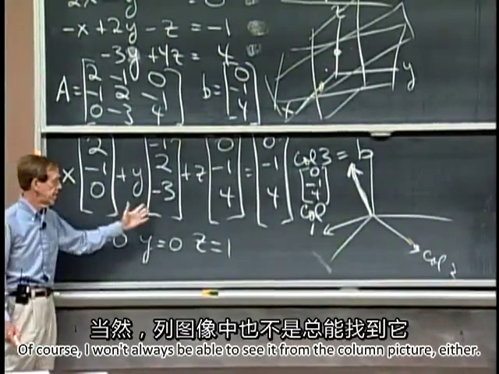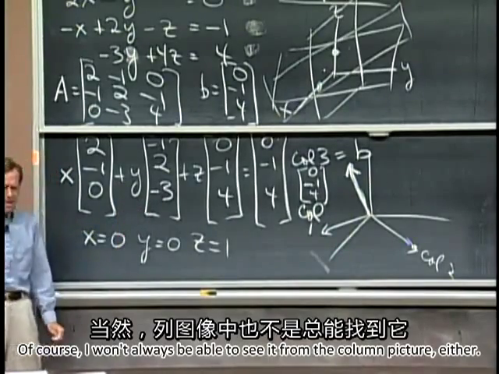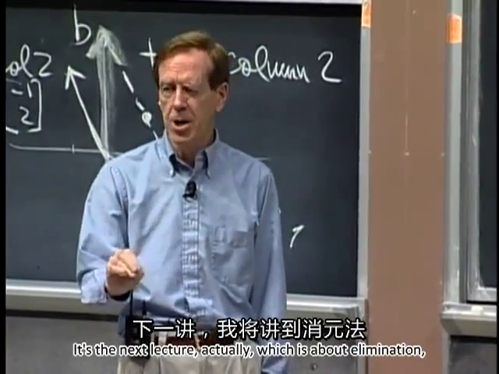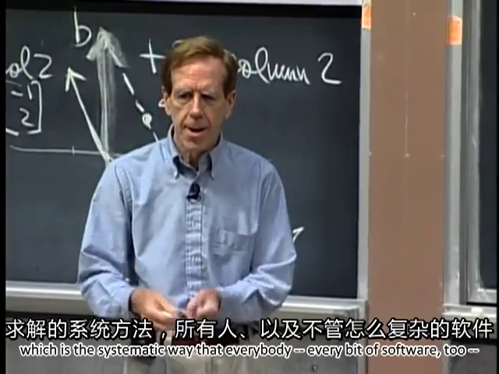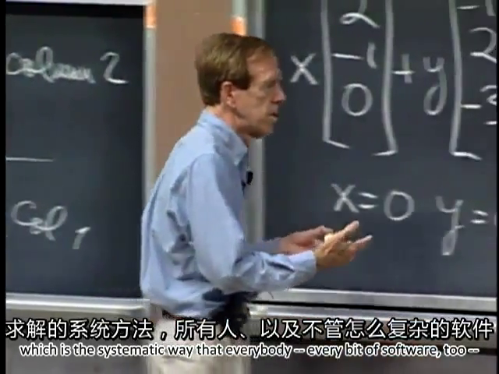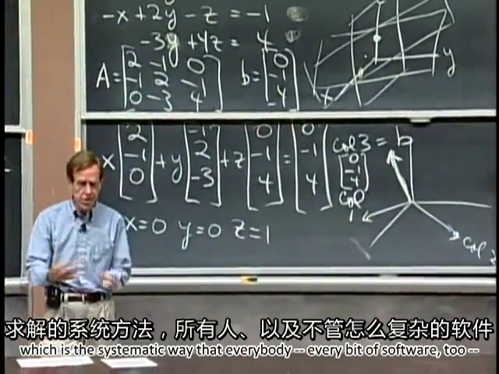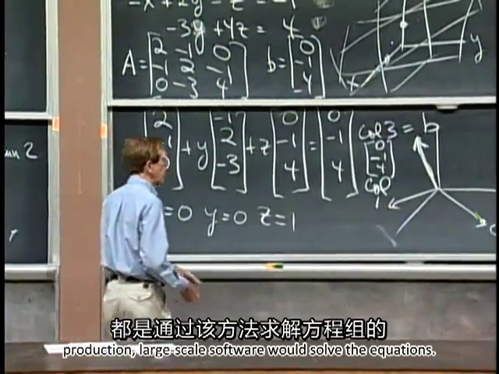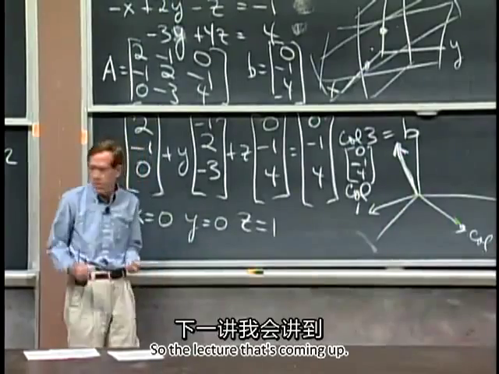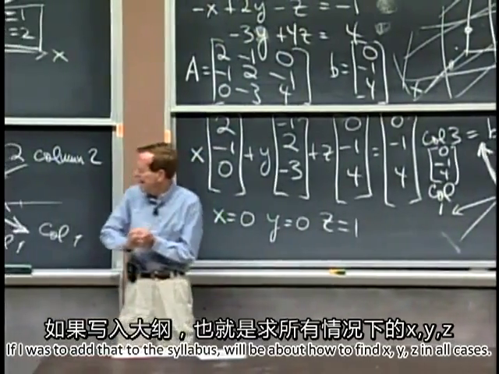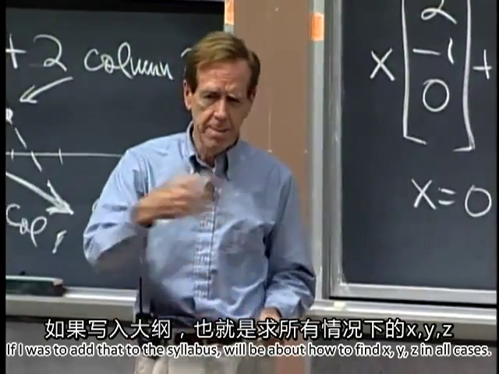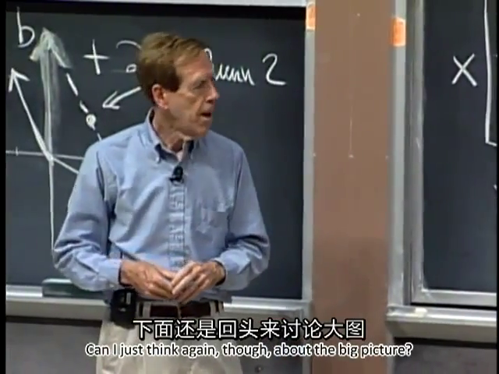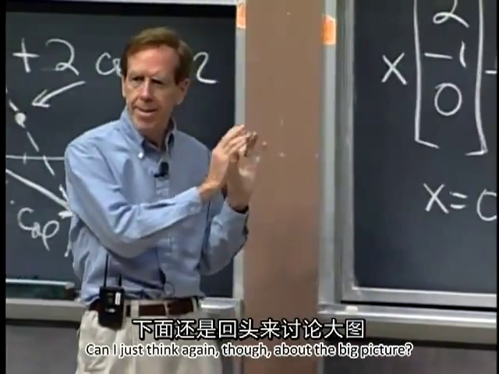Of course, I won't always be able to see it from the column picture either. It's the next lecture, actually, which is about elimination, which is the systematic way that everybody, every bit of production large-scale software, would solve the equations. So the lecture that's coming up, if I was to add that to the syllabus, will be about how to find x, y, z in all cases. Can I just think again, though, about the big picture?